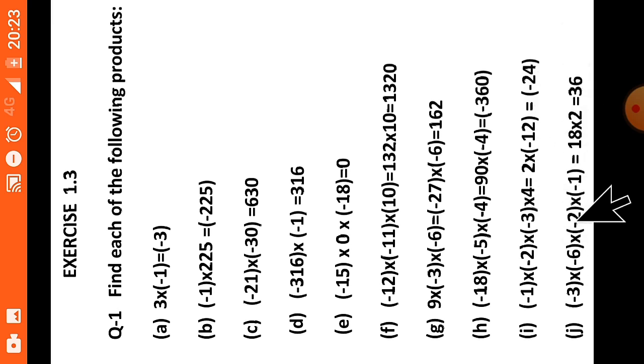Minus 3 into minus 6 into minus 2 into minus 1, so 3 6s are 18, minus minus plus and minus 2 into minus 1, 2 1s are 2, minus minus will be plus, so 18 2s will be 36.